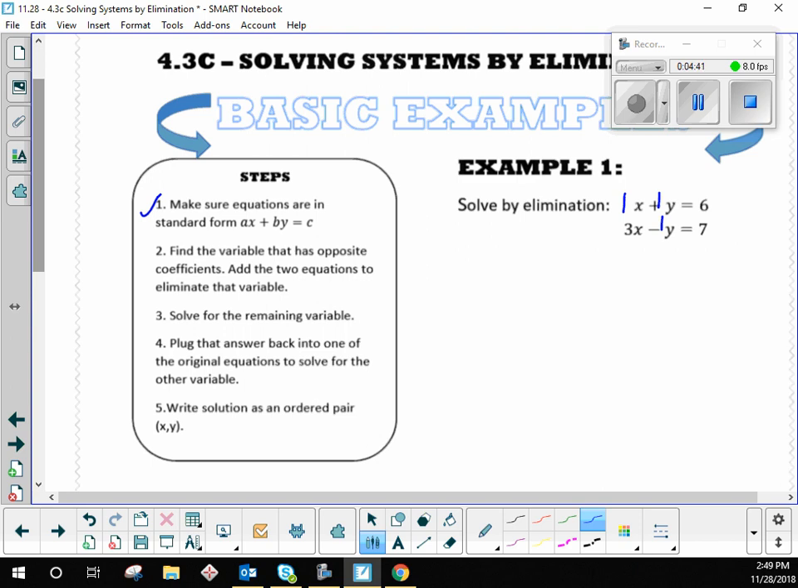Well, okay, so let's talk about 1 and negative 1. When I add 1 and negative 1, what do I get? When you do 1 plus a negative 1.